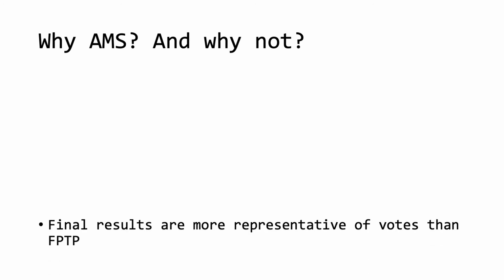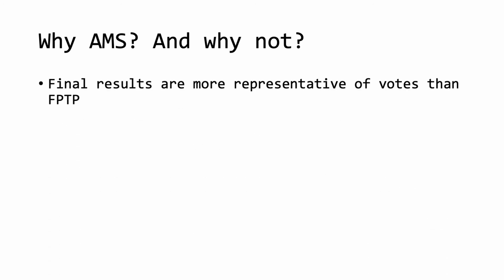AMS's main advantage, as just demonstrated, is that the final results are more representative of the way people voted than first past the post is. AMS also mitigates a major flaw with first past the post called the spoiler effect. This is where voting for a smaller party makes it more likely that the party you dislike will win. This leads to voters coalescing around two main parties, leading to these two parties winning almost all of the seats. The proportional allocation of additional members reduces the severity of this effect in AMS elections, allowing voters to vote for smaller parties.